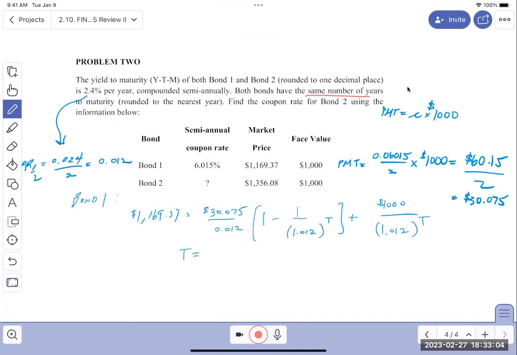So you use your calculator and the keys where n is unknown, I/Y is 1.2, the PV is 1,169.37, and the payment is $30.075. And you also have to include the face value or future value. And then you can find T. So did you get that part?